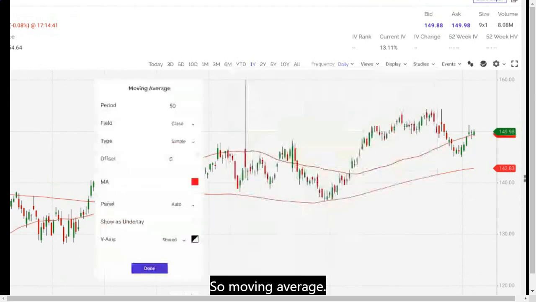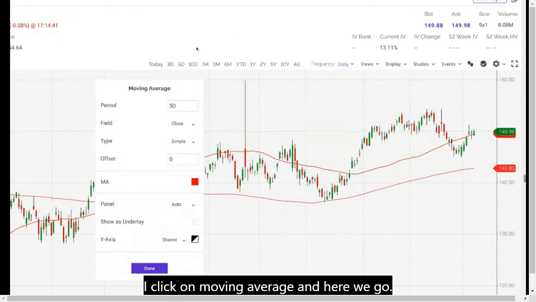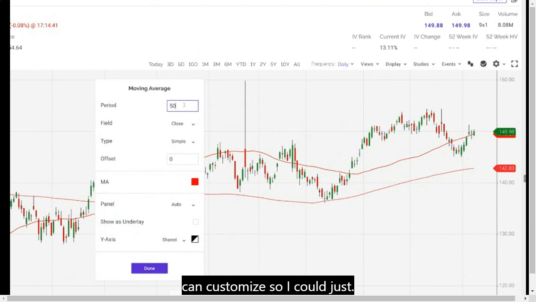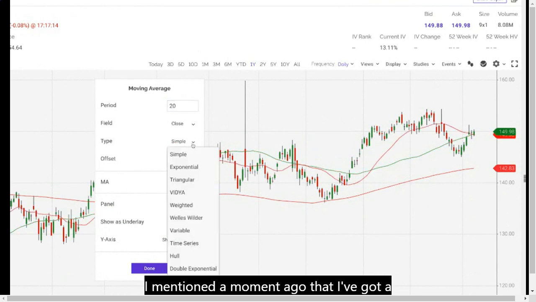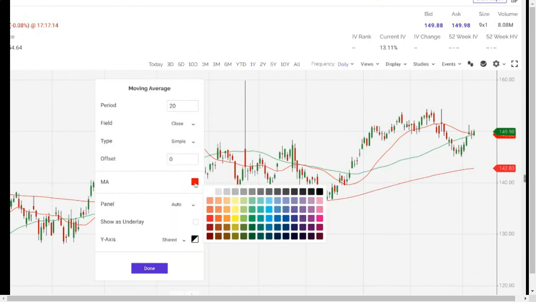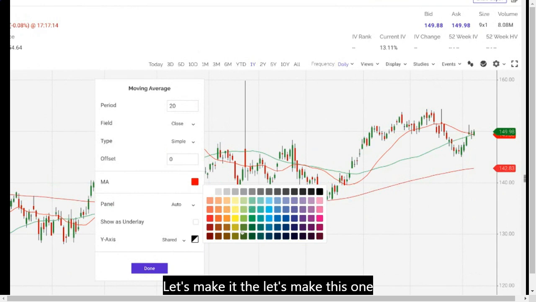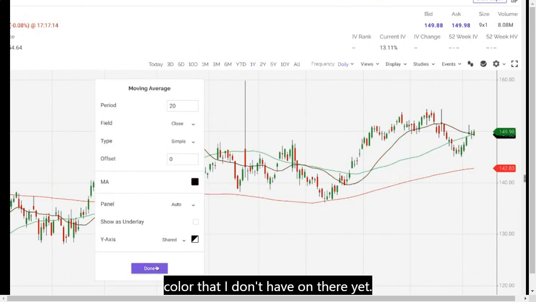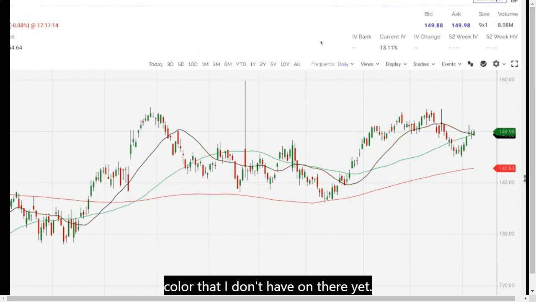So moving average, I click on moving average, and here we go. It gives me a window that I can customize. So I could, if I want, put a 20-day moving average on here. What type? I mentioned a moment ago that I've got a handful of different choices. Start with simple unless and until you decide that you have a reason to look at something a little bit more complex. Let's make this one, what color do I want to make it? Let's make it black because I know that's not a color I have on there yet. And then done.